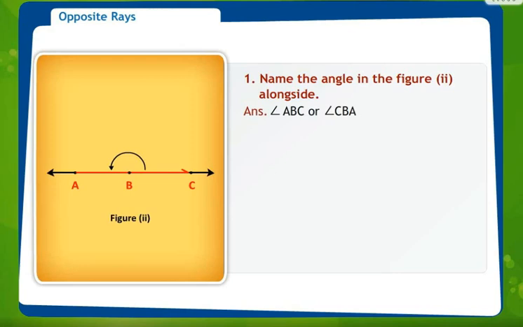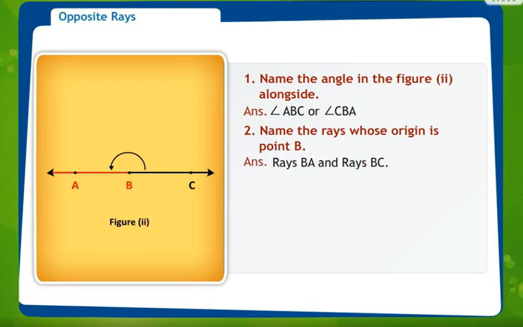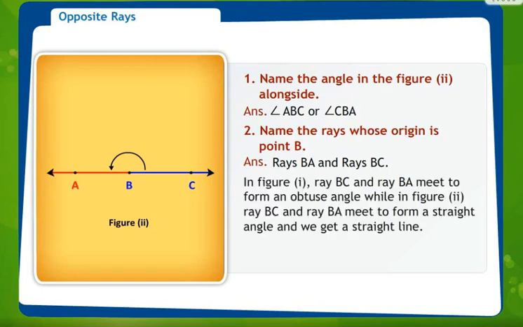Children, please note, whenever you are naming the angle, you have to show it with a symbol. You can see the denotation, how we have to show the angle, the symbol. Now name the rays whose origin is point B. From point B, the rays which are originating are ray BA and ray BC.